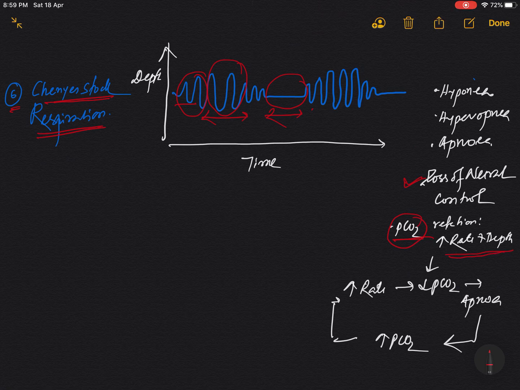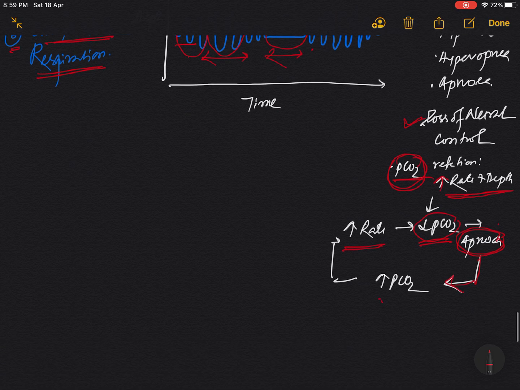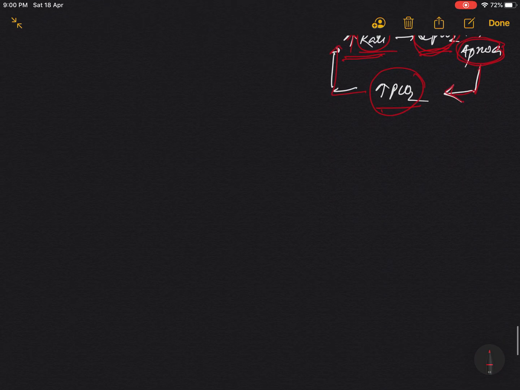PCO2 retention will occur as there is no respiration, that leads to increased depth and rate of respiration. So due to increased rate and depth of respiration, there will be PCO2 washout. This PCO2 washout leads to cessation of stimulation of the respiratory center, leading to apnea. This apnea will again cause increased PCO2 retention. That PCO2 will activate the central chemoreceptor, that leads to increased rate of respiration. That is called Cheyne-Stokes type of respiration.